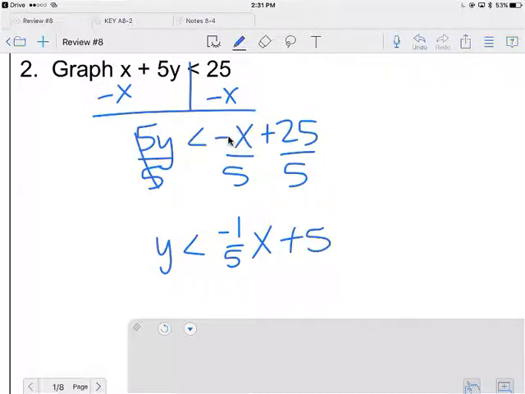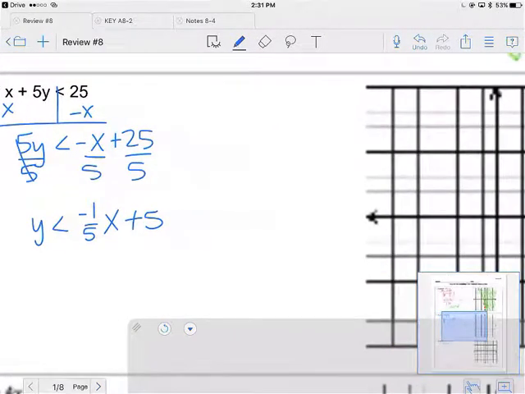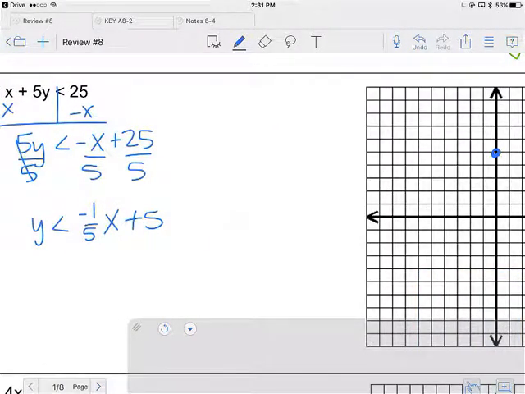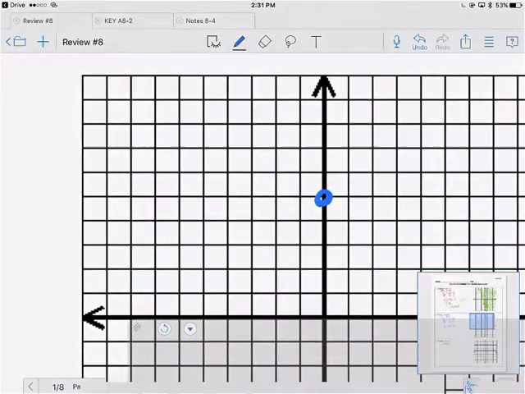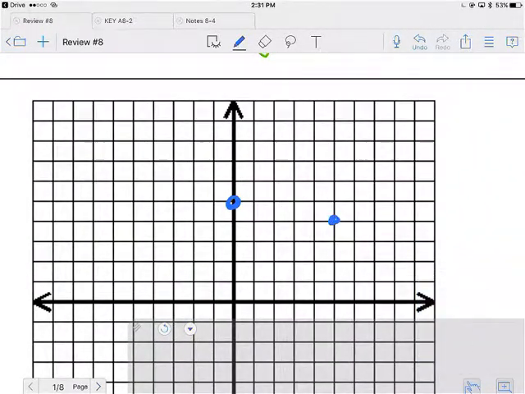Remember that if you have a negative 1, you divide it by 5 and it does not work out nicely, leave it as a fraction. Don't let it cancel. Don't let it disappear. You just rewrite it as a fraction. So the plus 5 is where I'm going to start on the y-axis, so I go up to 5. My slope is a negative 1/5, so I'm going to go down 1 right 5, down 1 right 5.